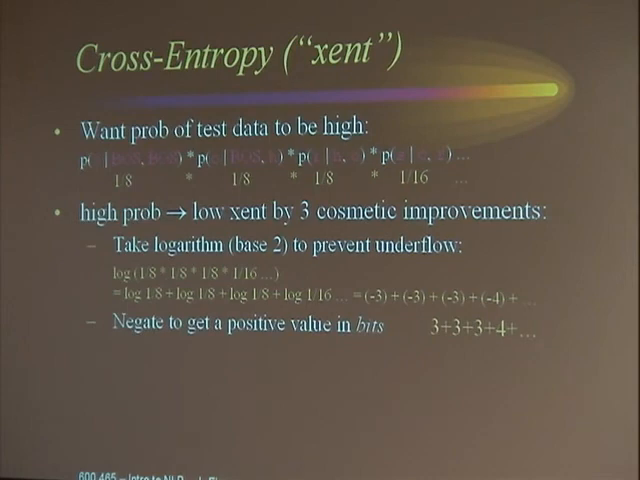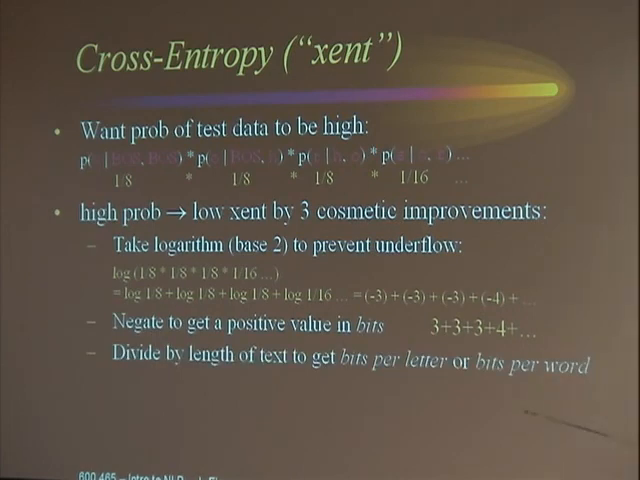I won't go through the connection, but this is closely related to how you do optimal compression of text. The better a model you have, the better a predictive model you have, the better compression you can do. And the cross entropy tells you how well your model would compress the test data, how many bits it would compress to. So the third improvement is that this is the total number of bits.